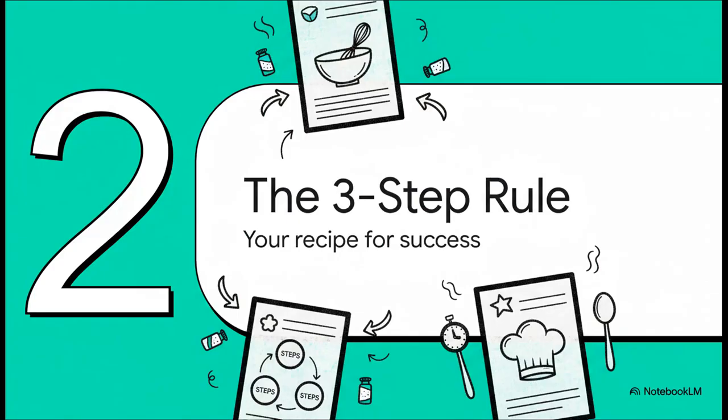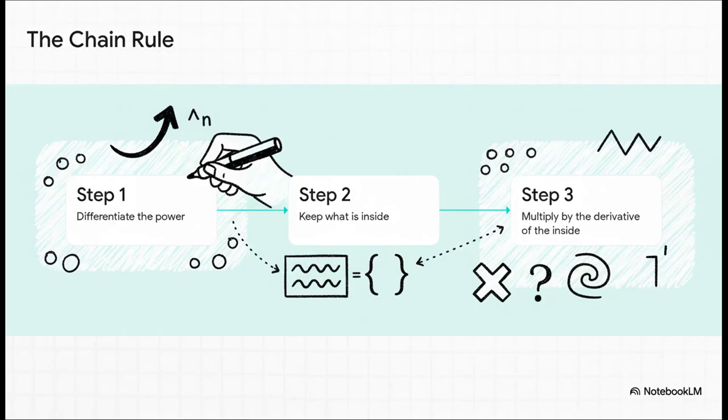Okay, so now that we can actually see the pieces, let's learn the recipe for solving the puzzle. And I'm not talking about some long, complicated formula here. It's a simple, repeatable three-step process. Here it is. This is your new mantra for the chain rule. Seriously. Number 1, differentiate the power. Number 2, keep what is inside, just leave it alone. And number 3, multiply the whole thing by the derivative of that inside part. That's it. That is the entire rule.